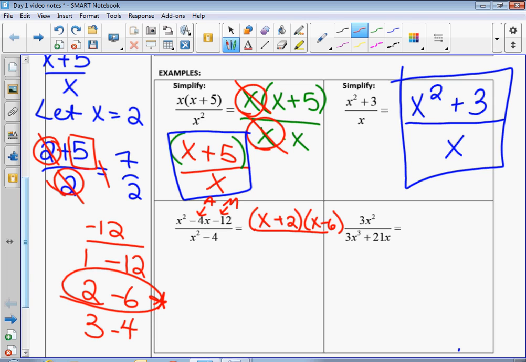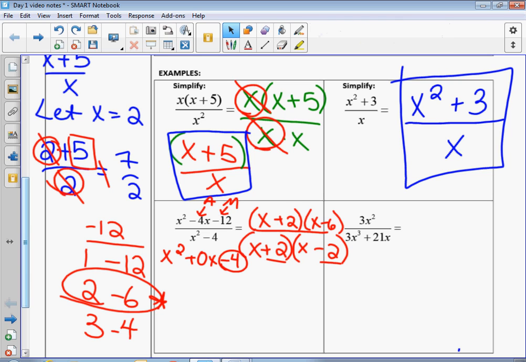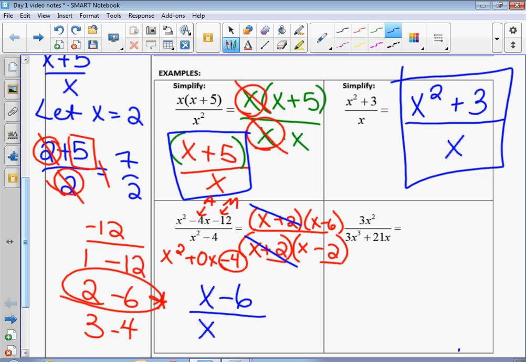In the denominator, x squared minus 4 is a difference of squares. To factor that, we're going to have x minus some number and x plus some number. The square root of 4 is 2. You could also think of this as x squared plus 0x minus 4, what are factors of negative 4 that add up to 0? Positive 2 and negative 2. So we factored both the numerator and denominator. That's step 1. Step 2 is to cancel out any common factors. So I see an x plus 2 in both numerator and denominator, so those get to cancel out. On the top, I'm left with x minus 6. On the bottom, x minus 2.